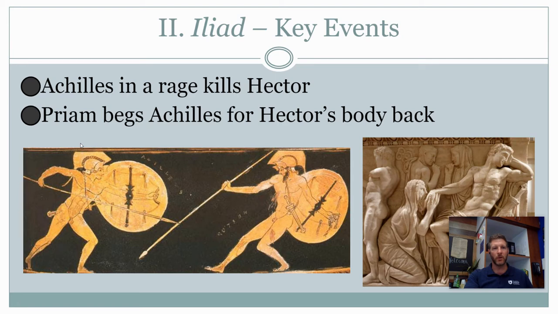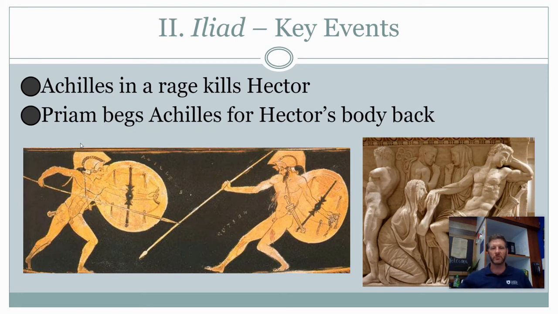This is the key moment, though, where Achilles is going to kill Hector in his rage, and Priam has to then return. You see that battle on the left, and on the right is Priam begging Achilles for his son's body back. And that's actually where the story ends. The end of the story is not the destruction of Troy. That's told kind of in foreshadow.